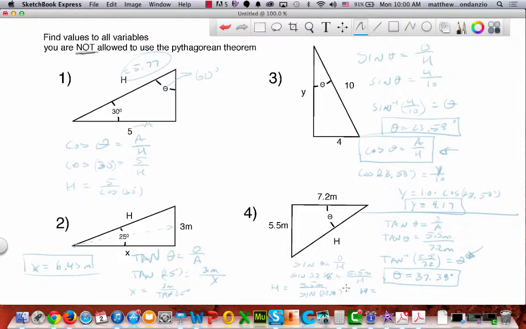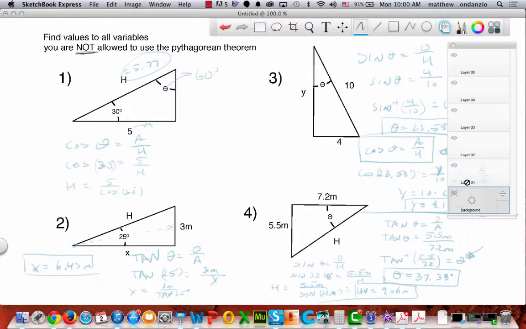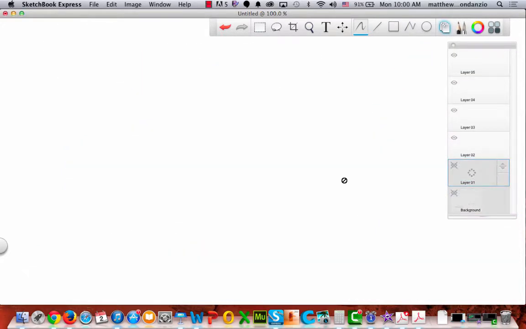Does everyone have an answer for this? Yes. Okay, what does h equal, guys? 9.06 what? Guys, do not forget your units. Do not forget your units. Cool beans? Cool beans. Okay.